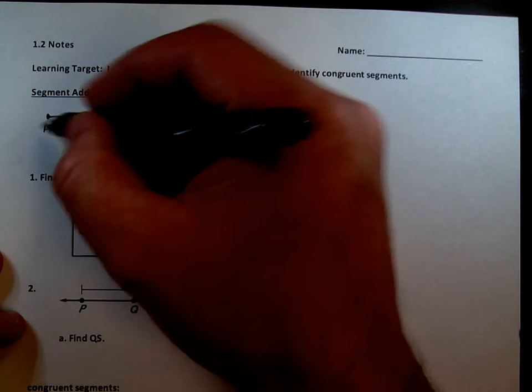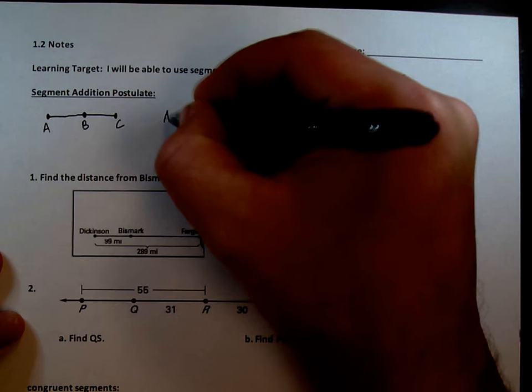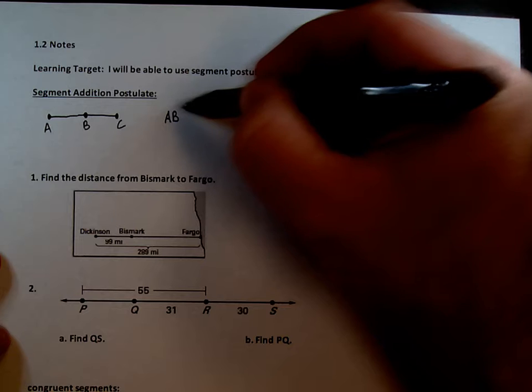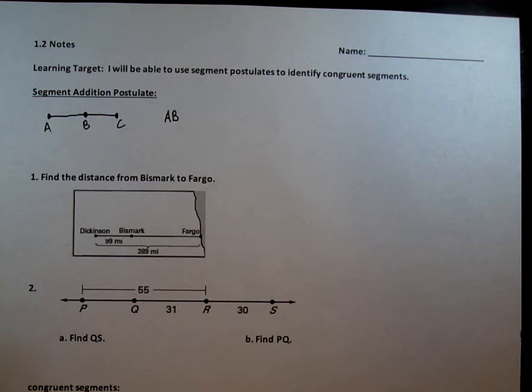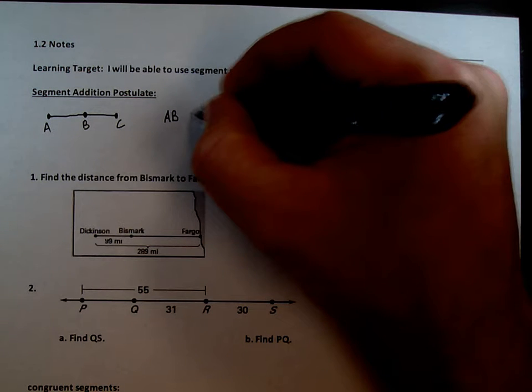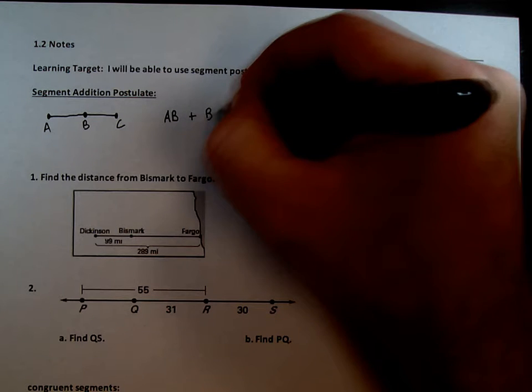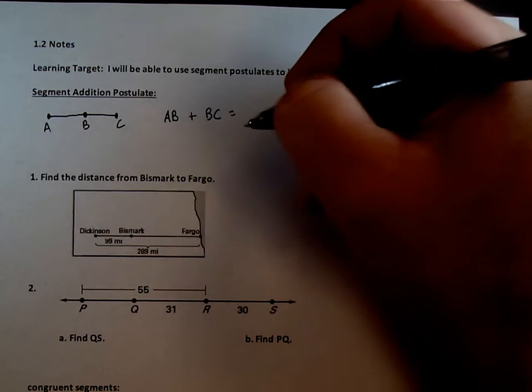So we've got segment AB, and if we talked yesterday about putting the line segment above it, but when we're actually talking about how long it is, like let's say it's 5 inches, if we're talking about the length itself rather than just the segment, we don't put a line segment above it. So I'm going to leave it just as AB. That means I'm talking about how long that is. If I take that distance and I add to it the distance from B to C, what will I have in total?